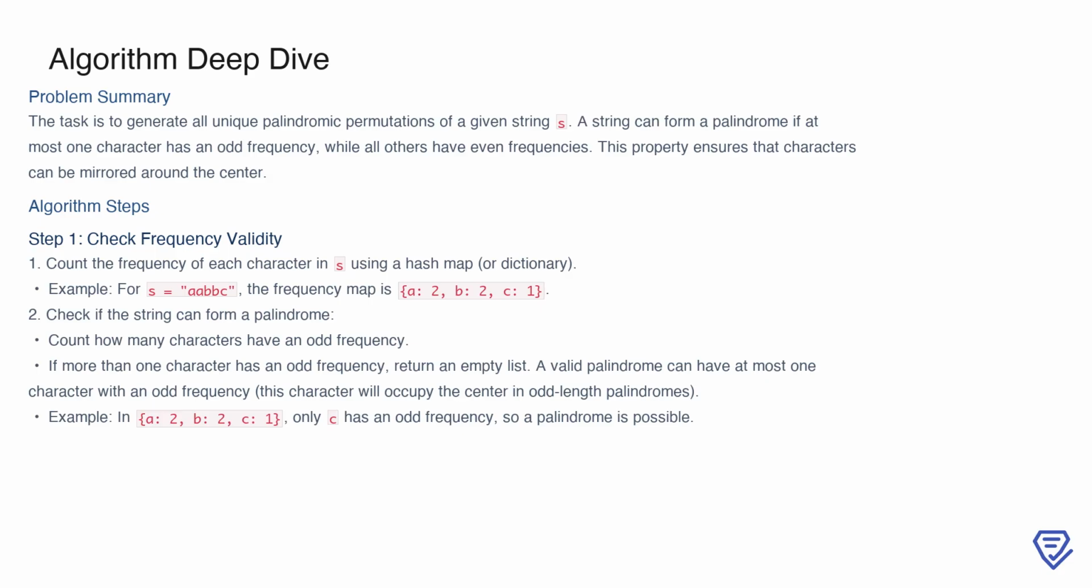To begin, we calculate the frequency of each character in the string using a hash map. For example, if the string is aabbc, the frequency map would look like this: A appears 2 times, B appears 2 times, and C appears 1 time. Next, we check if the string can form a palindrome by counting how many characters have odd frequencies. If more than one character has an odd frequency, it's impossible to form a palindrome, so we return an empty list. In our example, only C has an odd frequency, so it's valid to proceed with constructing palindromes.